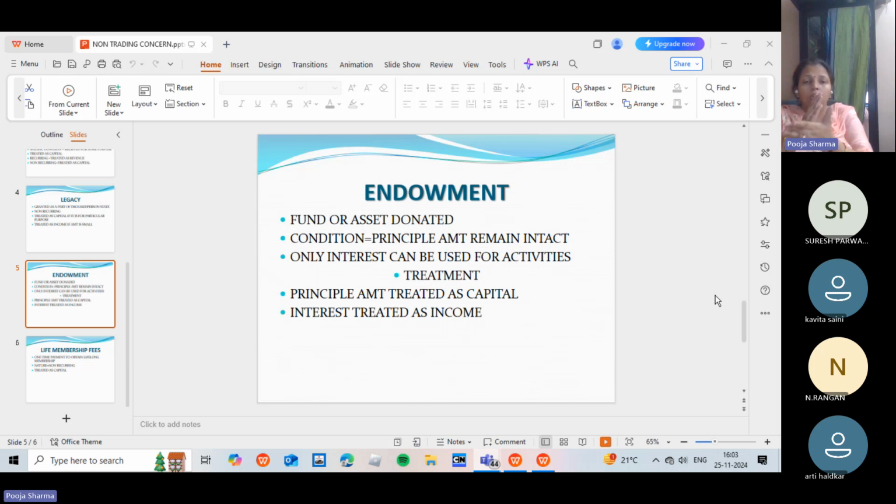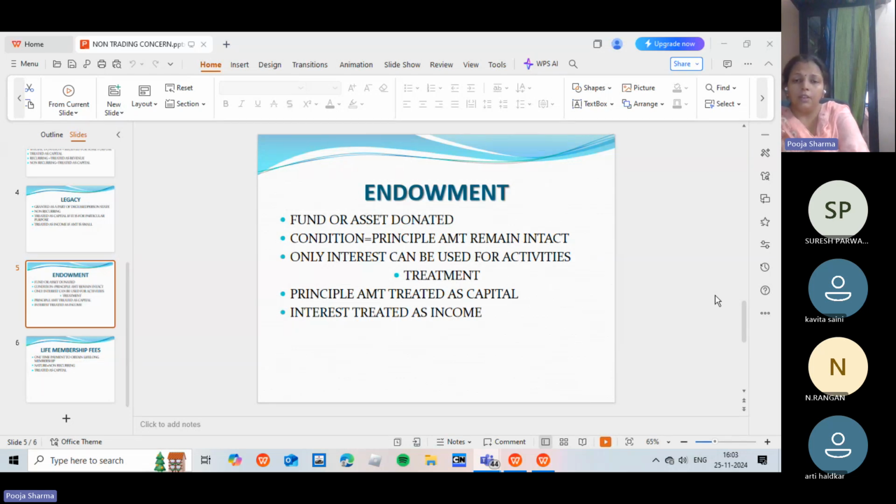The NGO or non-trading concern should not utilize these funds to carry out their activities. They just invest it, and the interest income they earn can be utilized to carry out their activities like social welfare, society welfare. Principal should remain intact and should not be utilized. It can only be invested, so you can understand by the name: principal and interest. Principal is of capital nature. We are not going to use it, just invest it.